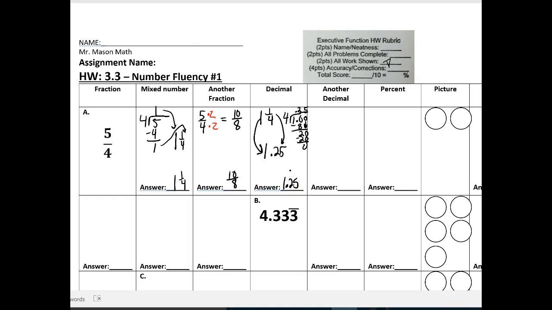Rewind that, watch that again if you need to. What's another decimal? Well, here's my original decimal. What's another decimal that's equal to that? Same thing. I'm not going to multiply by anything here. I'm just going to add a 0. 1.250 or 1.2500 or 1.250000, right? They're all equivalent.